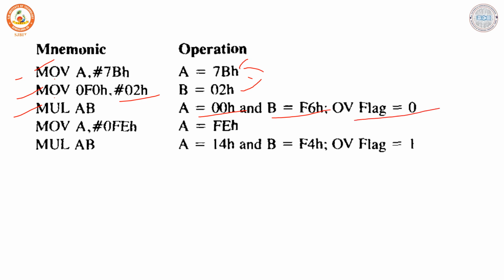And in the second condition, when I take A with the value FE, okay, and multiply FE with the B register, because B is already having F6, right? So what happens is there is an overflow, which is crossing FF, right? So in that situation, the overflow flag will be set to 1.